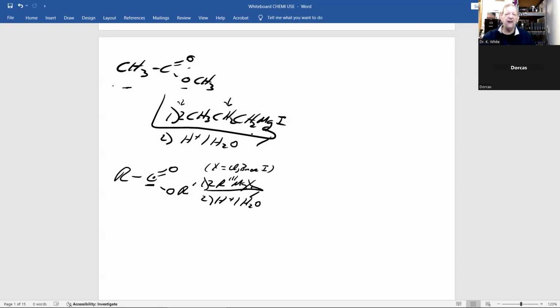Do you break carbon-carbon single bonds? No. Oxygen, yes. Carbon, no. So this R group is still on this carbon. And then from the Grignard, remember there are two of them here, you form not one, but two carbon-carbon single bonds. And this becomes an alcohol. And this group right here becomes the second alcohol.